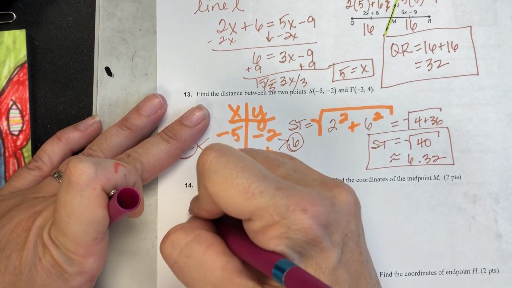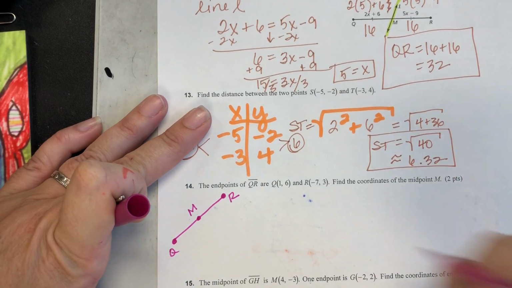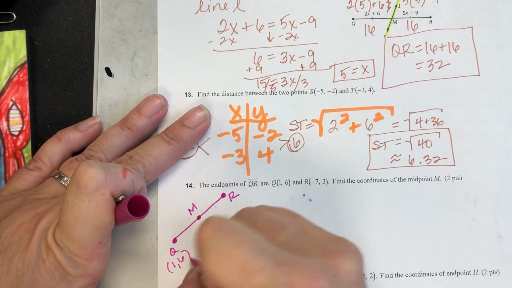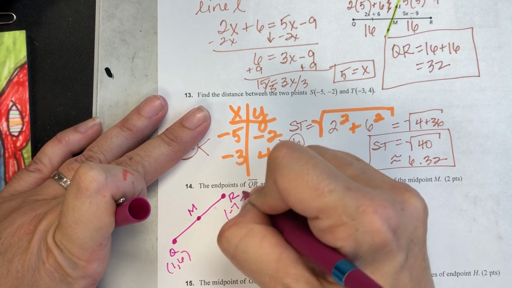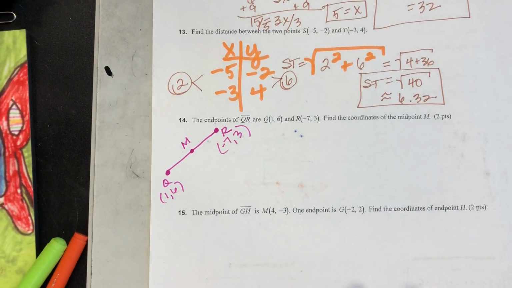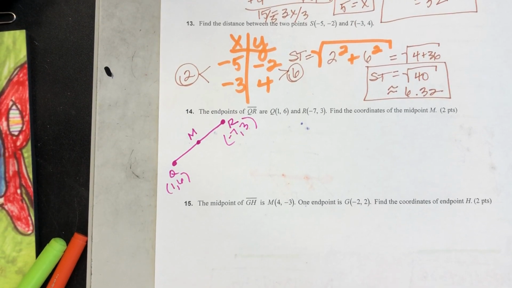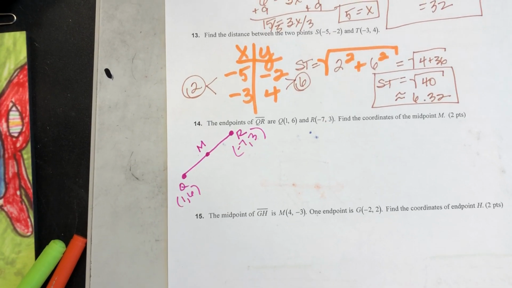I want you guys to drop a little drawing up here. Q is sitting over here at 1 and 6. R is sitting over here at -7 and 3. You're going to see in a minute, when I go through 14 and then into 15, why I'm saying this drawing is important.